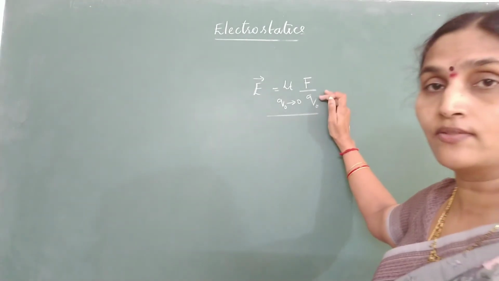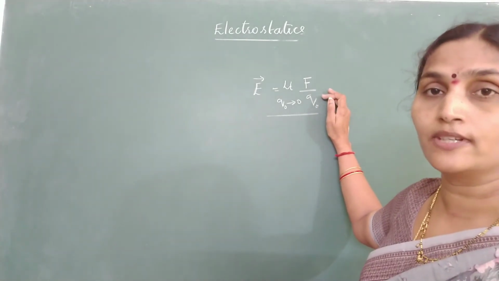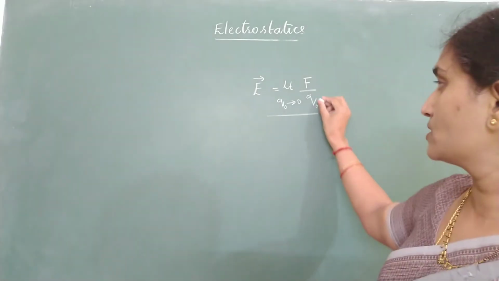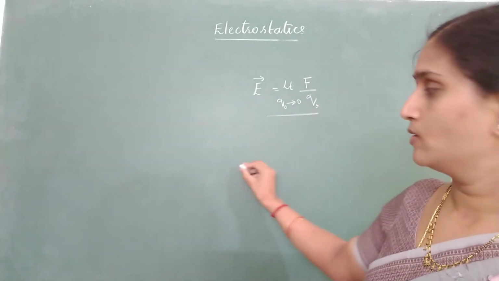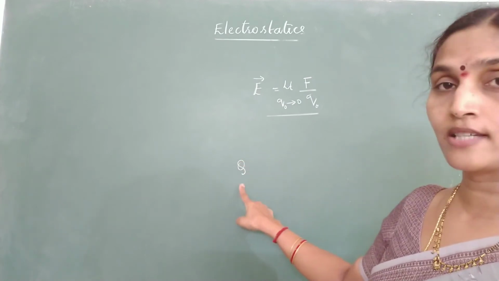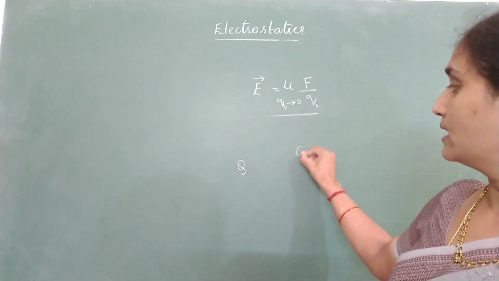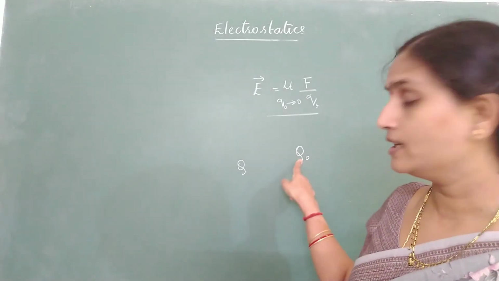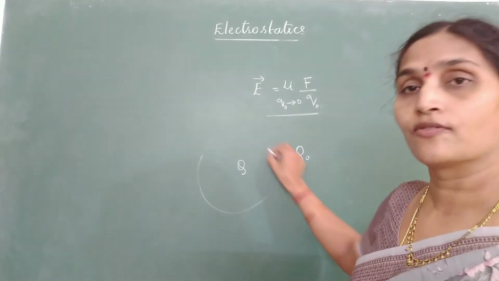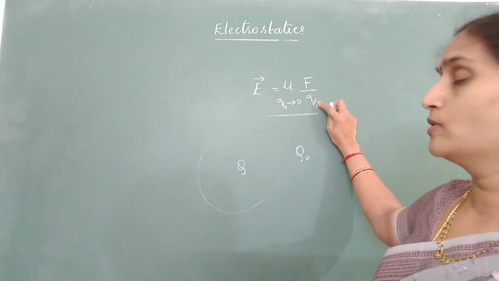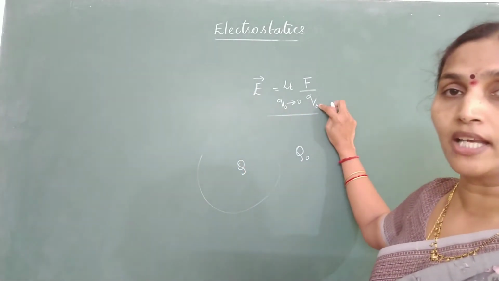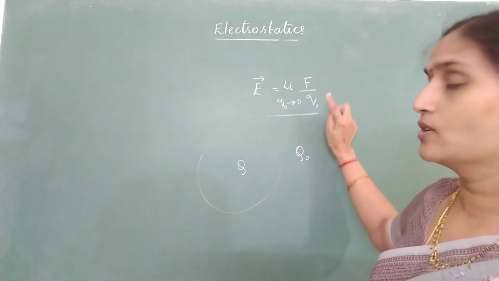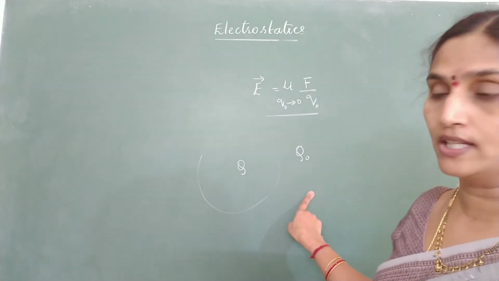This is for testing whether the electric field is stronger or weaker, but it is not to disturb the existing electric field. Because if this charge becomes very large, say the field is produced by a charge capital Q, and you are bringing another large magnitude of charge to test the field, it will definitely disturb the existing field. So always we have to take this test charge as small in magnitude as possible. That's why it is called a test charge. It is used for testing, not for disturbing the existing field.